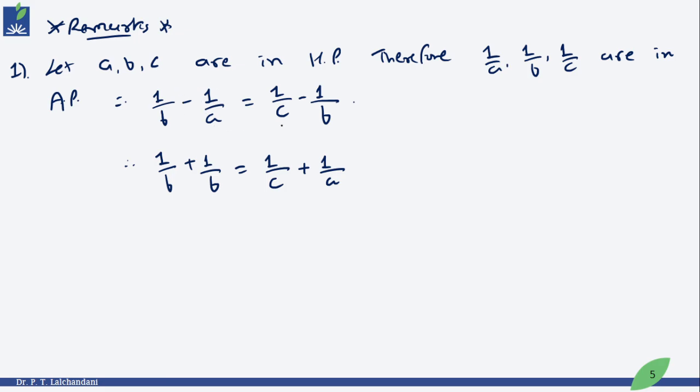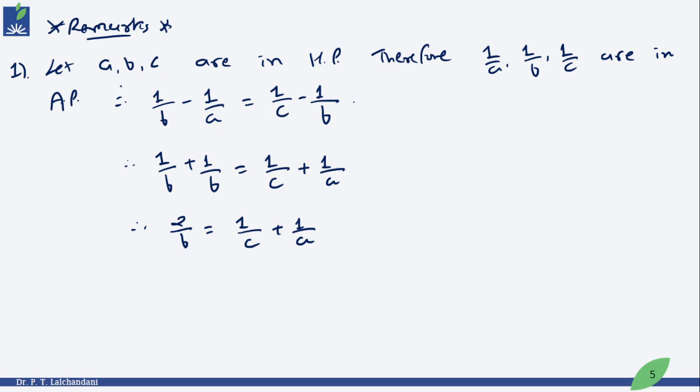So when it goes to the right hand side, it will be positive. Once again, what we are doing, we are adding 1 upon B plus 1 upon A on both the sides, right? So from left hand side, 1 upon A will get cancelled out, and from right hand side, 1 upon B will get cancelled out. So you can observe that this is nothing but 2 upon B is equal to 1 upon C plus 1 upon A, right?